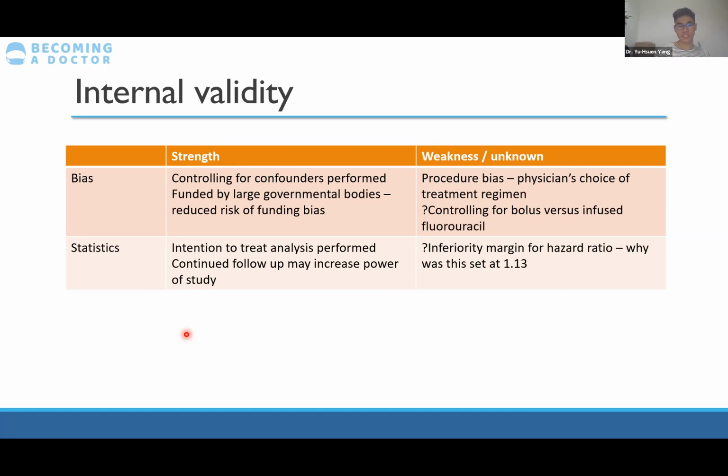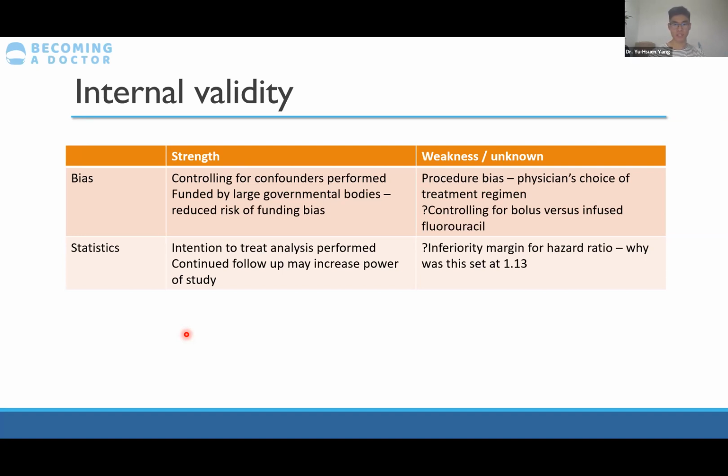In terms of the strengths of the study, in terms of statistics, I would say intention to treat analysis, as we talked about, and also the continued follow-up may increase the power of the study in the long term. And I also brought in, I had previously discussed why the inferiority margin for the hazard ratio was set at 1.13. So I hope that's helpful.